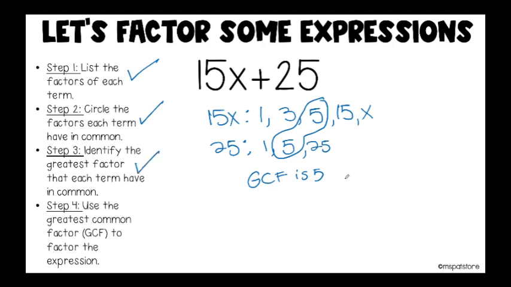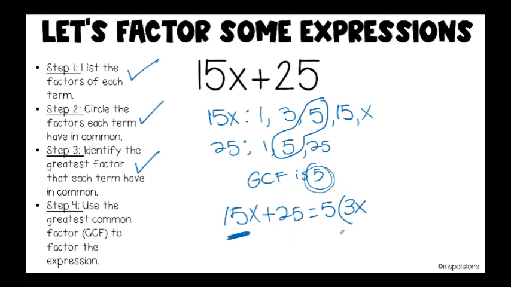Step 4, it says that I need to use this greatest common factor to factor my expression. So if I'm going to rewrite the expression, 15x positive 25, I'm going to be using 5 outside. Now I need to think about whenever I'm using the distributive property, what number multiplied by 5 will give me 15x? Yes, you got it right. 3x. Because 5 times 3x is equal to 15x.